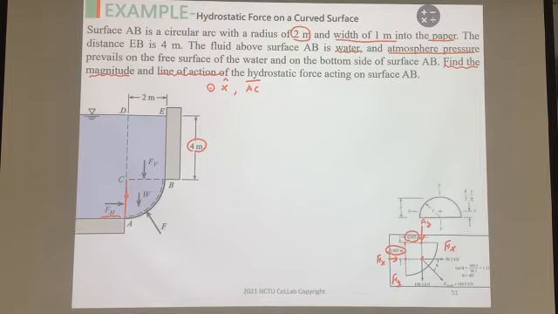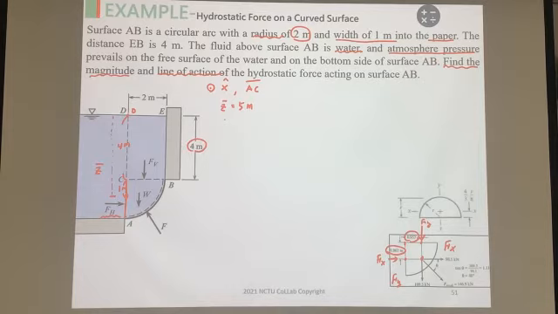So this is our zero point, and the distance to the centroid point is Z bar. We know the radius is 2 meters, so the distance here is 1 meter, and the distance between C and D is 4. So in total the Z bar is 5 meters.